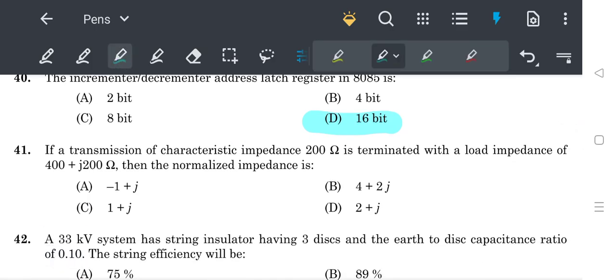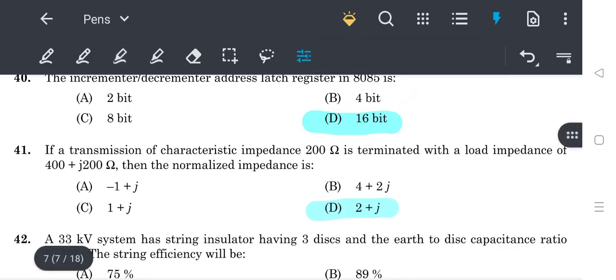Next question, if a transmission line of characteristic impedance 200 ohm is terminated with a load impedance of 400 plus J200 ohm, then the normalized impedance is? Option D, 2 plus J.